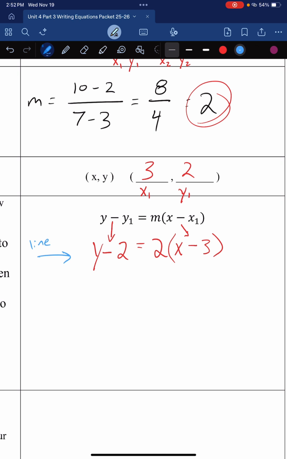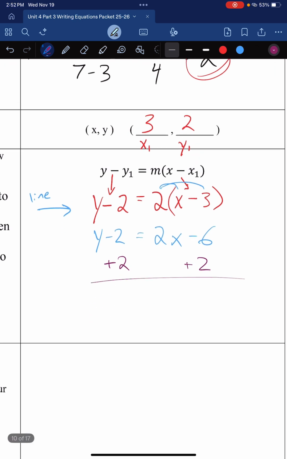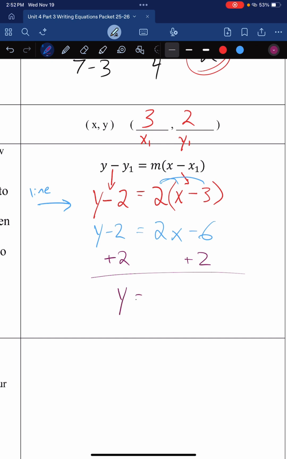Unfortunately, again, I want to get this in slope intercept form, so I need to get that y by itself, and I'm going to do that in 2 steps. I'm going to start by distributing on the right-hand side here, so 2x minus 6. Again, when I distribute, I am taking that outside number and multiplying it to everything inside. The left side of my equation is going to stay the same. And then the last thing I need to do is add this 2 to the right-hand side here. That's going to give me y equals 2x minus 4. And I believe that is our correct answer.